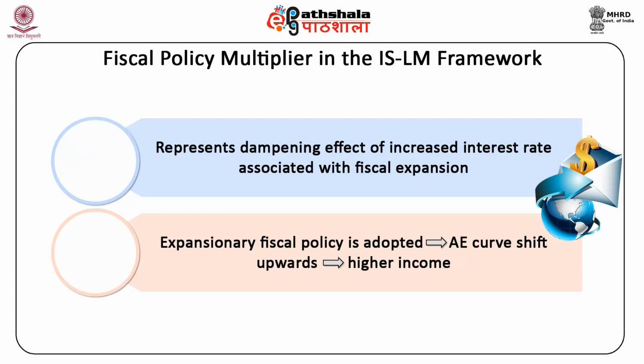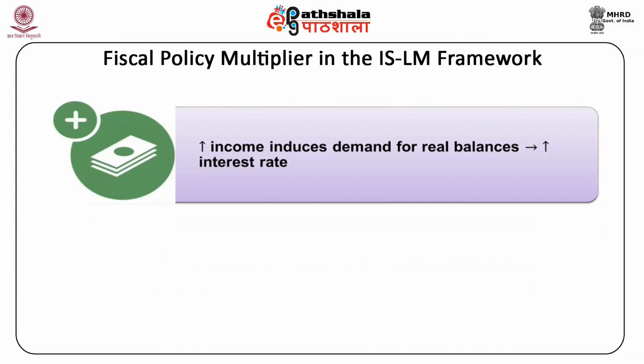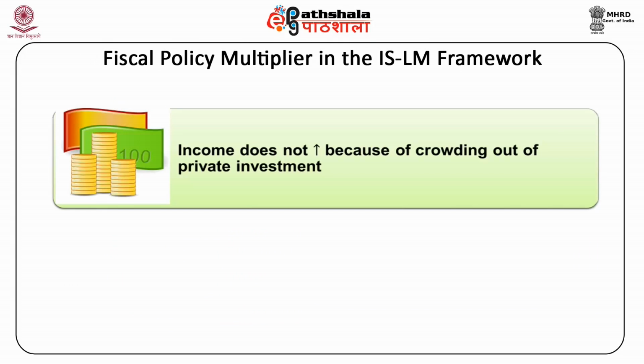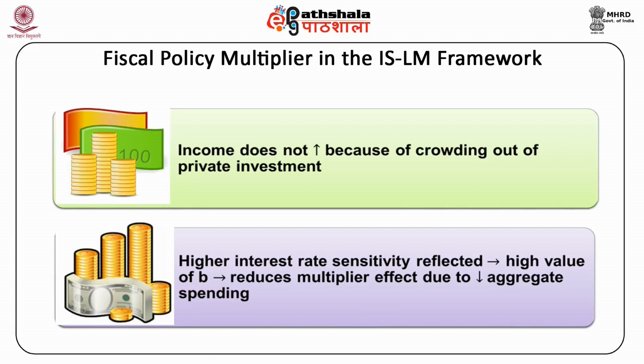When expansionary fiscal policy is adopted, it causes AE curve to shift upwards and leads to higher income. This higher income induces demand for real balances and results in increase in interest rate. This increase in interest rate discourages investment because in the IS curve, investment is a function of interest rate. So, the income does not increase by that much because of crowding out of private investment due to higher interest rate. A higher interest rate sensitivity reflected in terms of high value of b reduces the multiplier effect due to large reduction in aggregate spending.